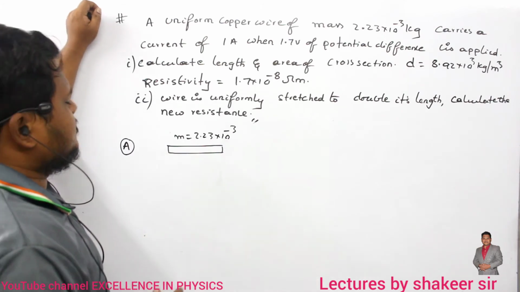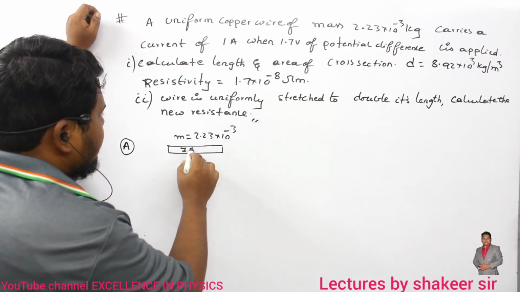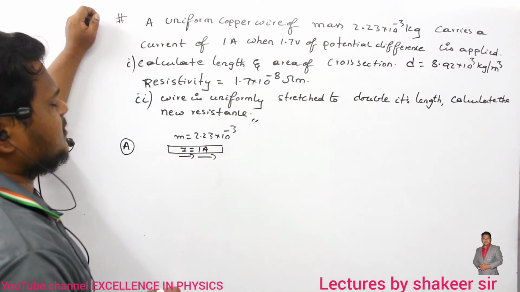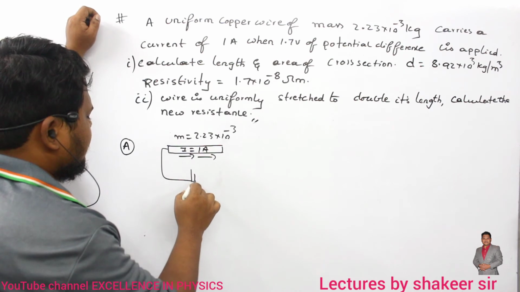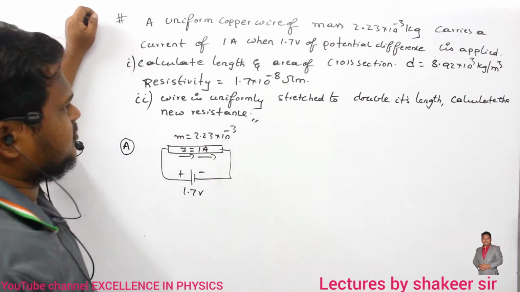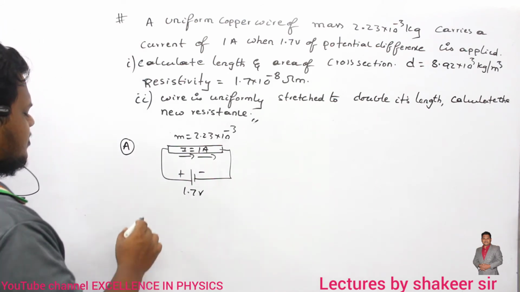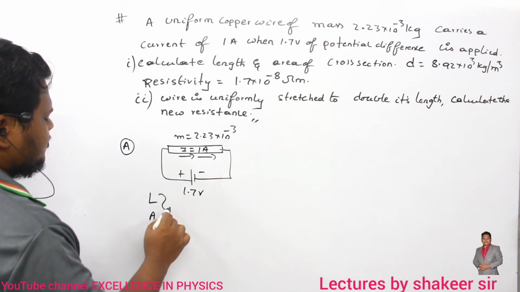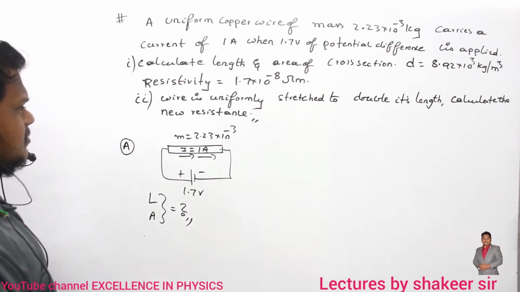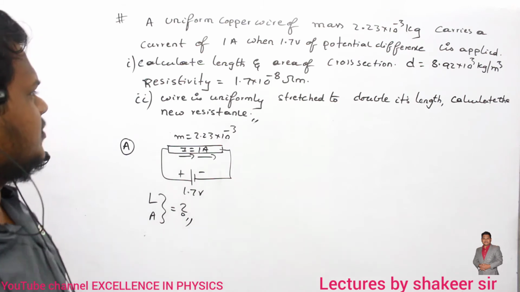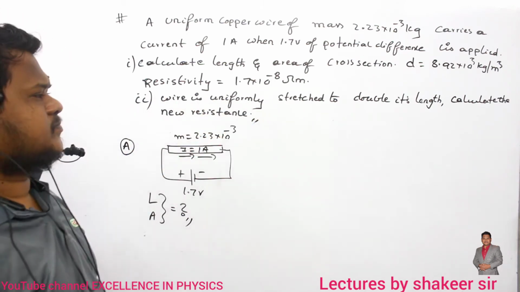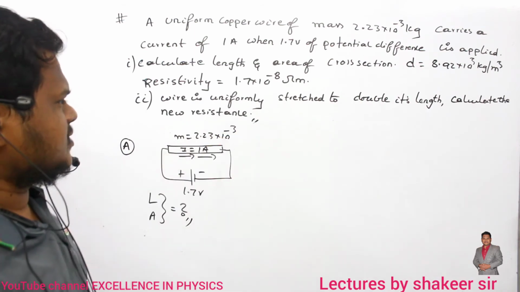So how much current is flowing? A current of 1 ampere is flowing in this conductor in this direction. And what is the potential difference applied? Potential difference applied is 1.7 volts. Then length and area of cross section, these two we are supposed to calculate. And density is given as 8.92 into 10 power 3. Resistivity is given as 1.7 into 10 power minus 8. Then after that we will do the second question.